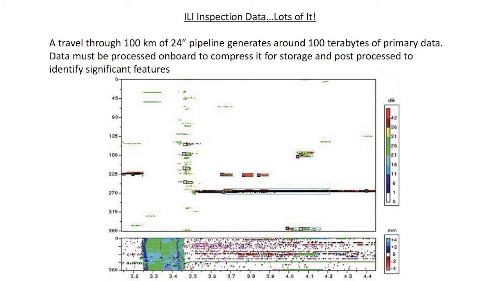This is what ILI data looks like in its rawest form. You've got to imagine, taking an ultrasound of every inch of a 100-mile-long pipeline produces a lot of data. Indeed, 100 kilometers of 24-inch pipeline generates around 100 terabytes of data. Your big disk drives hold a gigabyte, so you need 1,000 of those to hold a terabyte, 100,000 of them. Obviously, they don't have that on these pigs, which are battery powered, so they do a lot of processing on board and compress it. And they put out a graphic like this that shows you all the features you find.